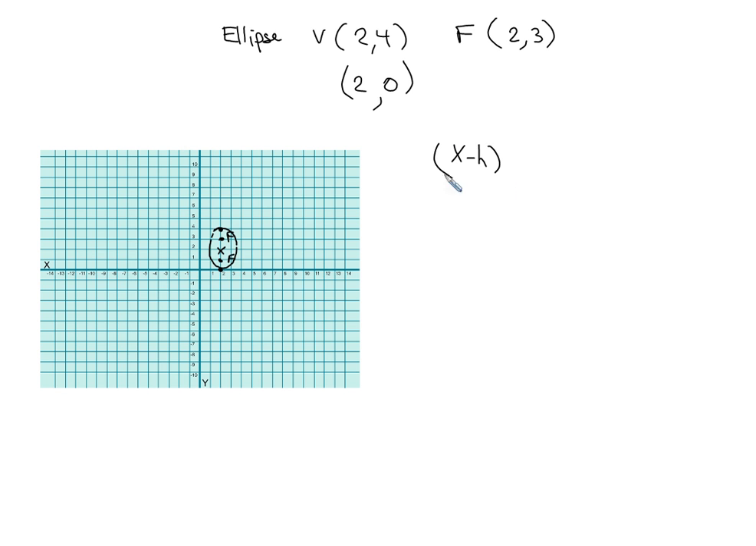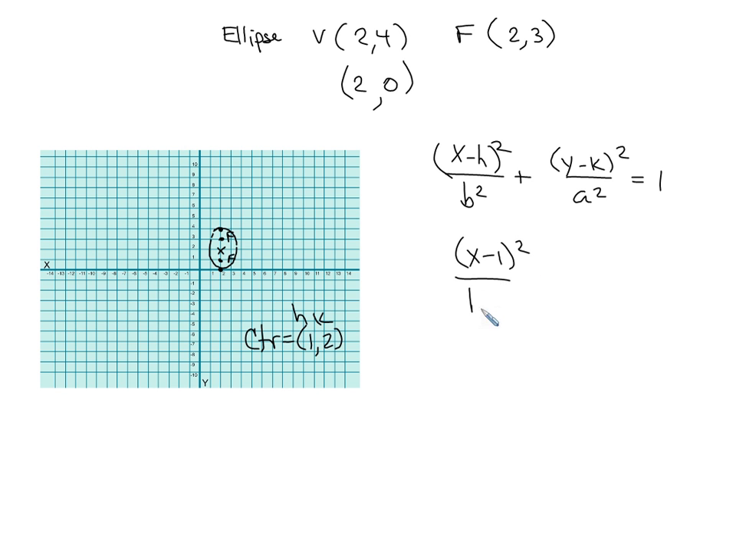Good. So it's (x minus h) squared over b squared plus (y minus k) squared over a squared equals 1. Everybody with me? We write down our general form. We know h and k. We said that our center is (1, 2). That's h and k. So we plug those in. (x minus 1) squared over b squared plus (y minus 2) squared over a squared equals 1. Now we just have to find what? a squared and b squared, right?